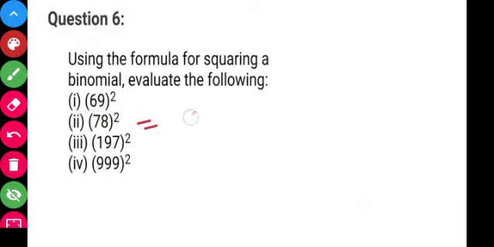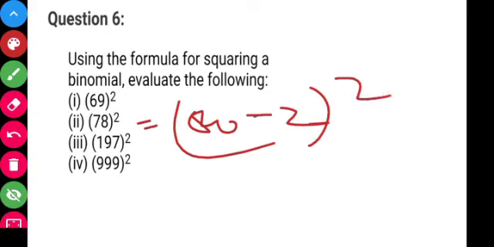This will be 80 minus 2 whole square, this will be 200 minus 3, this will be 1000 minus 1. Okay.